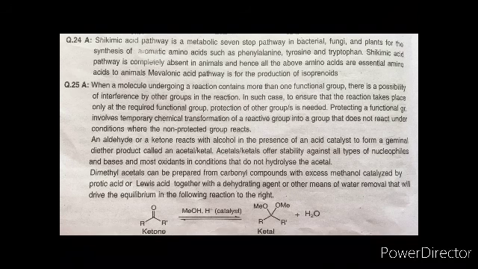Now, shikimic acid pathway is a metabolic 7-step pathway in the bacteria, fungi, plants for the synthesis of aromatic amino acids like phenylalanine, tyrosine, tryptophan. Now, this shikimic acid pathway is completely absent in animals, and hence all the above amino acids are essential to animals. The other one, mevalonic pathway, is for production of isoprenoids.